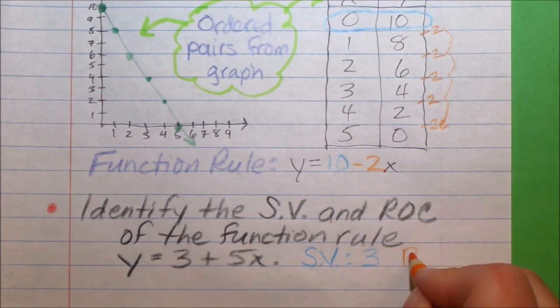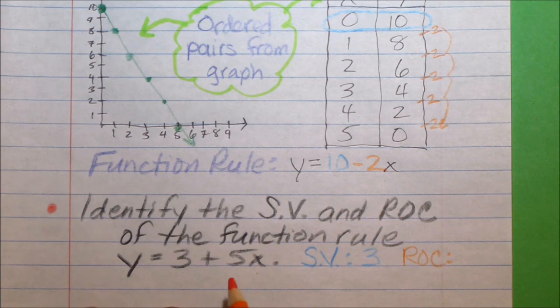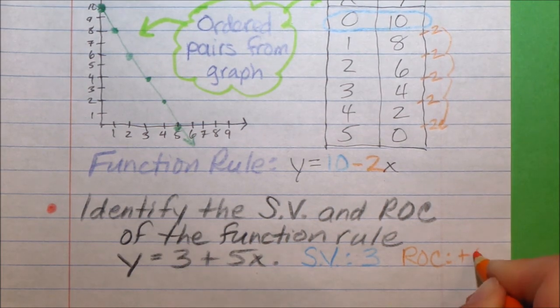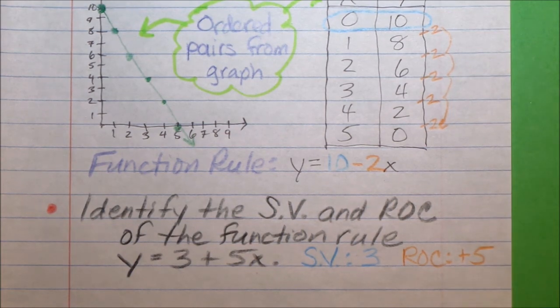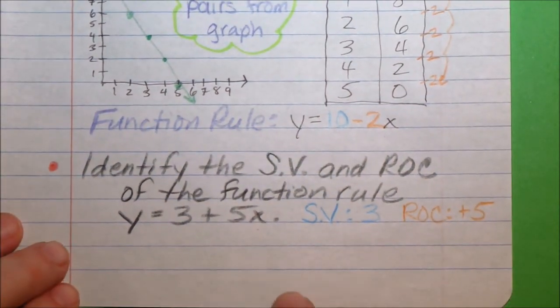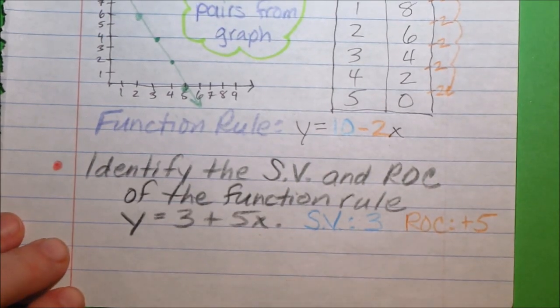So your rate of change on this one is going to be, and don't forget, it's plus or minus. You have to keep that with it, even if it's positive. Your rate of change is plus 5. All right, now let me show you one other one that might kind of trip you up, and you'll see it on your worksheet.